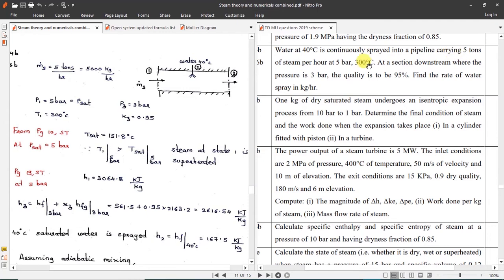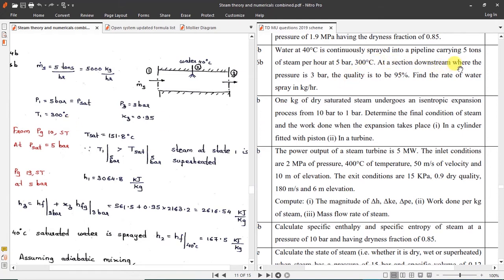Now 5 tons of steam per hour at 5 bar pressure and 300 degrees Celsius. So what is the pressure given? This will be saturation pressure. So P1 is 5 bar, which is Psat. And what is the temperature given? 300 degrees Celsius.